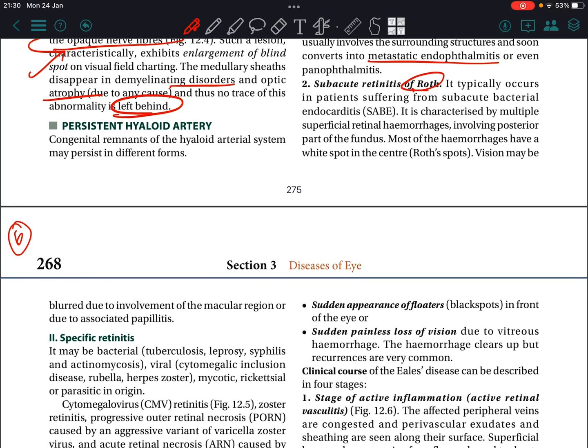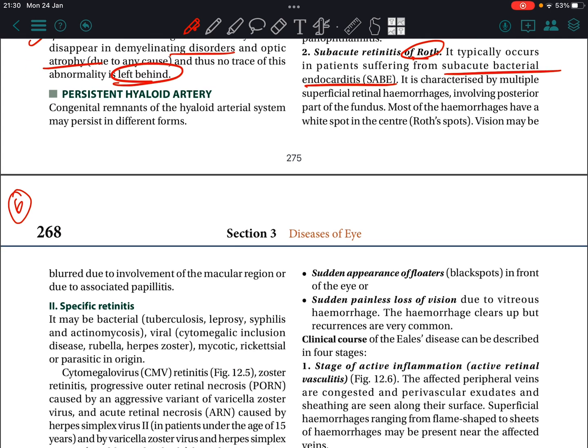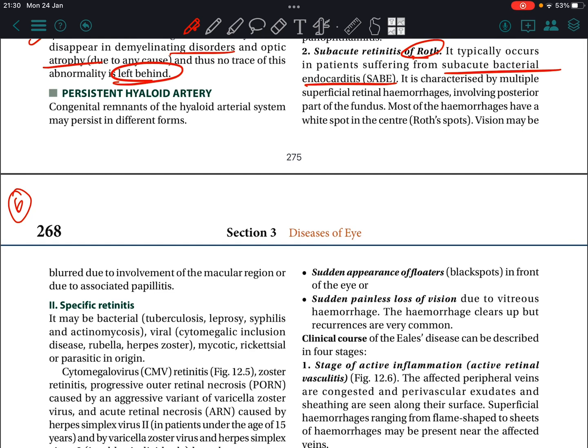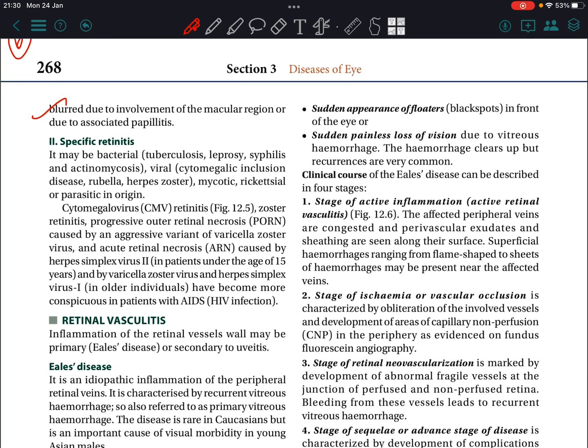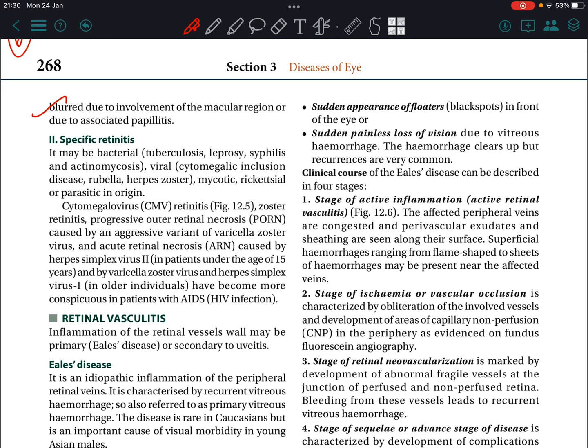Subacute retinitis of Roth typically occurs in patients suffering from subacute bacterial endocarditis. It is characterized by multiple superficial retinal hemorrhages involving the posterior part of the fundus. Most of the hemorrhages have a white spot in the center, called Roth spots. Vision may be blurred due to involvement of the macular region or due to associated papillitis.